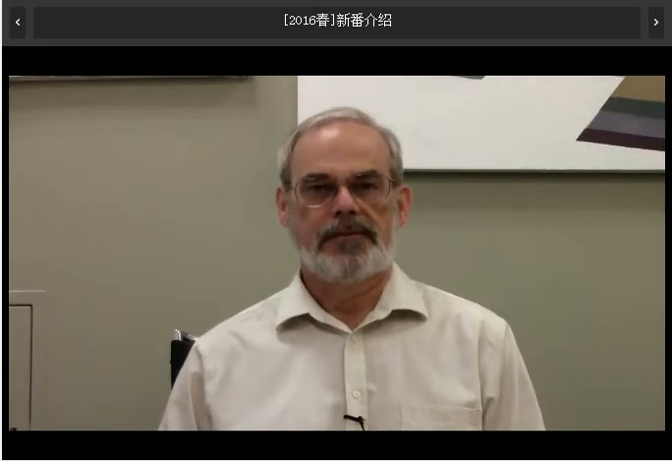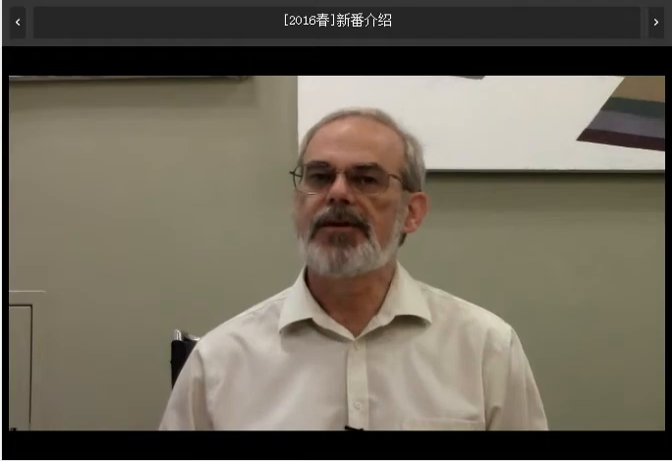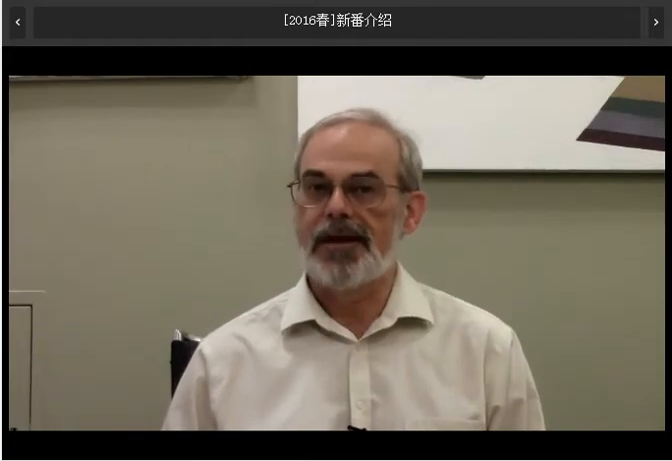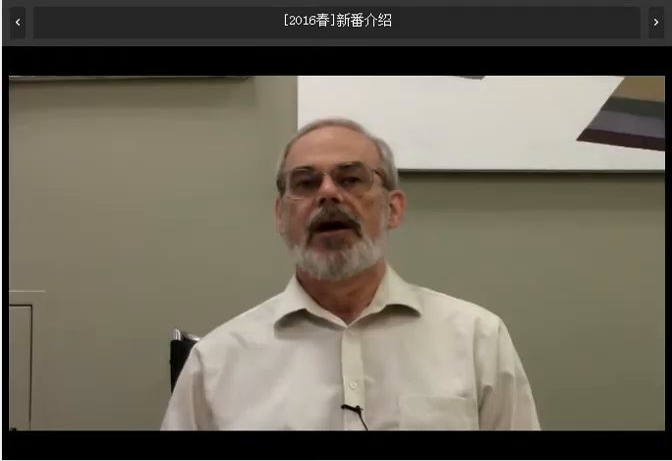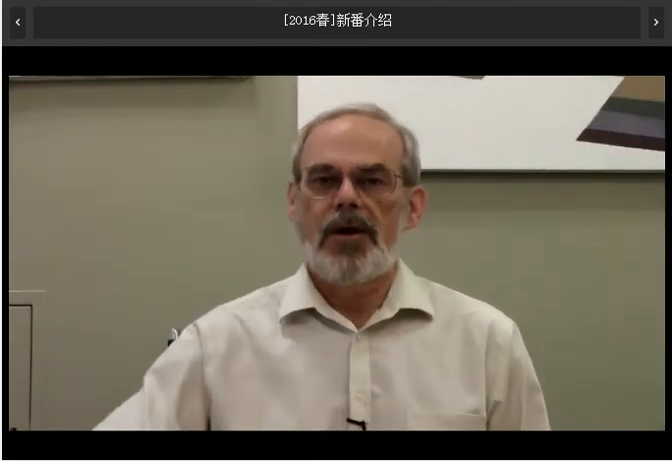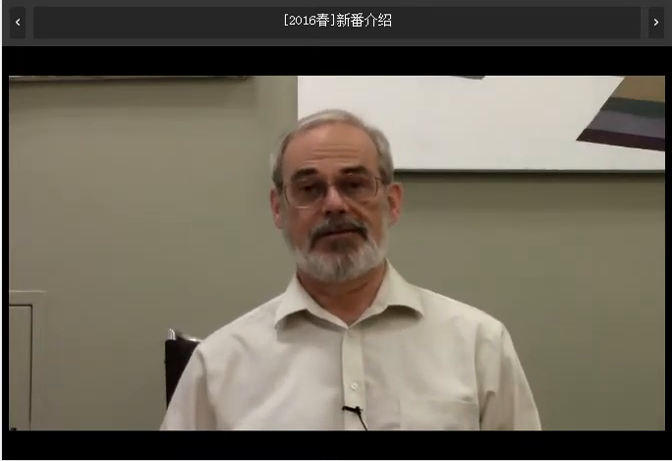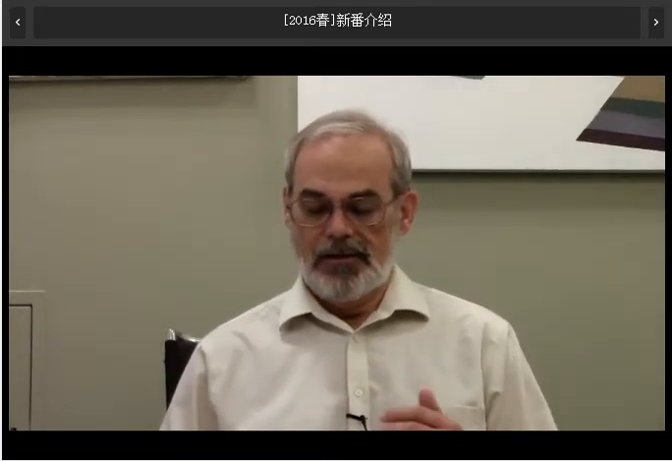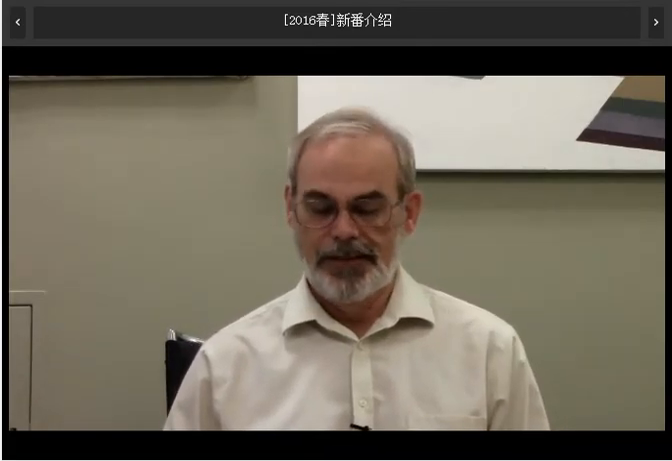Once I've got those abstractions, I want to then formulate a solution to the problem I'm challenged with as a computational experiment building on top of those abstractions. And the key word here is experiment, and the second key word is computational. I want to think about how I can use the tools I've built to try to find a solution to this problem, and I'm going to run an experiment to see if it does what I expected or not. So I'm going to use the abstractions to articulate or formulate that computational experiment.